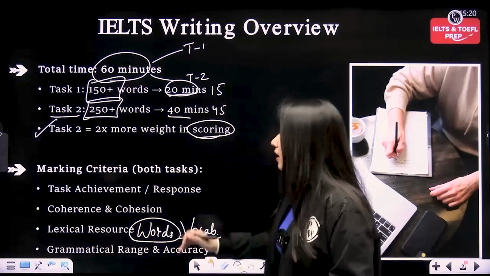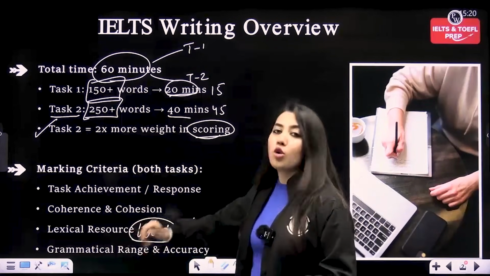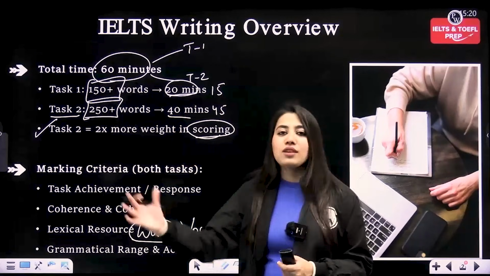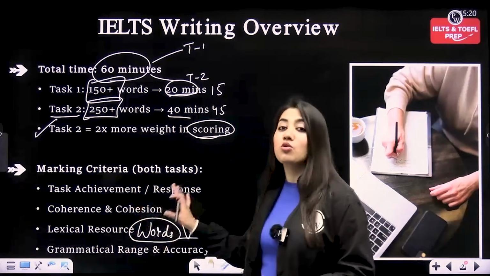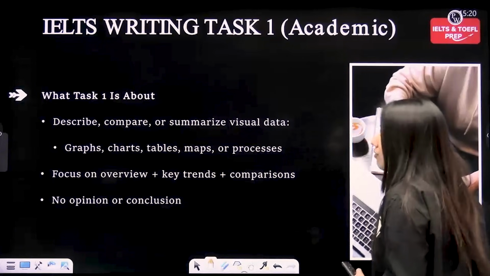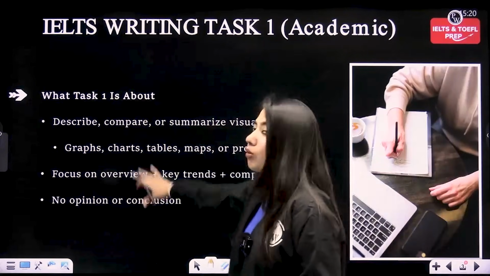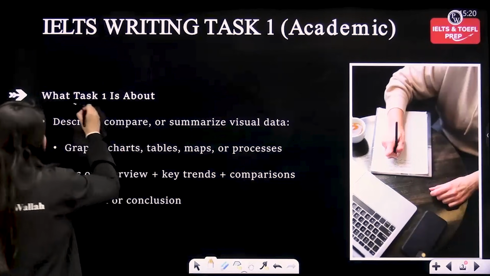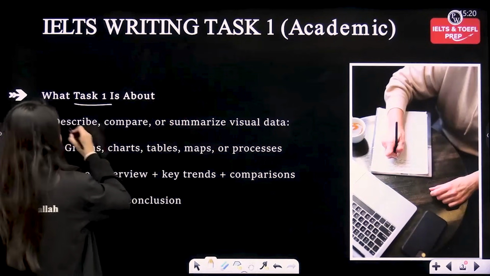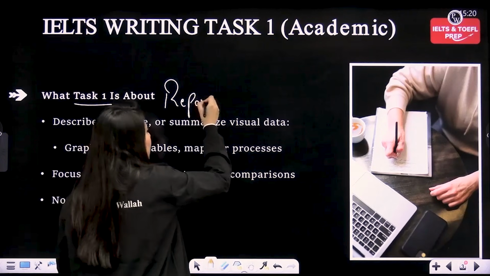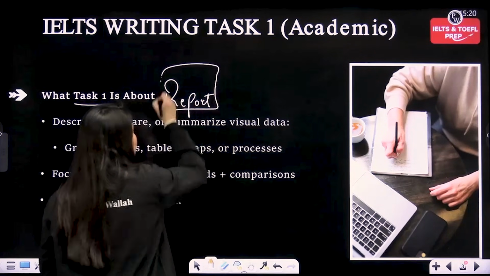Now, these are your 4 parameters. On the basis of them, you will be getting bands. Be it your task 1 or task 2, these are the 4 parameters on which you will be assessed. Now, later, we have our task 1. What about the task 1? For the academic, you will be having report writing. Now, what do we understand by reports?